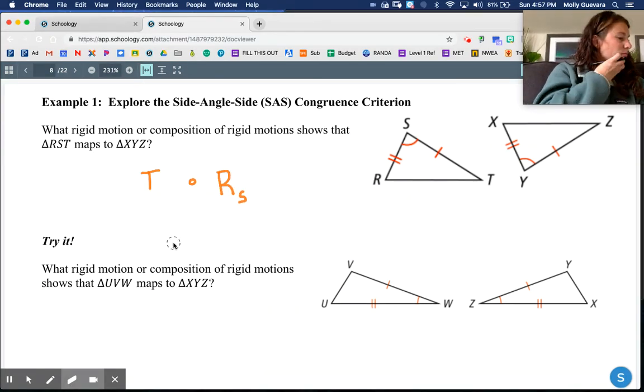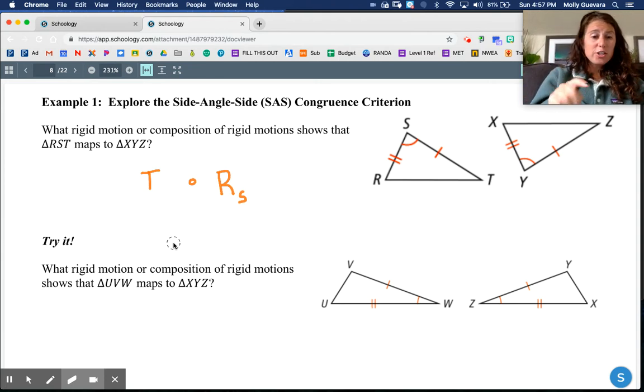Okay. So I want you guys right now to go ahead, pause the video, and I want you to try this one. It says, what rigid motion or composition of rigid motions shows that triangle UVW maps onto XYZ? So same thing. What composition of rigid motions is going to take me from this first triangle to the second triangle? So go ahead and hit pause, try it, and then when you're ready, hit play.